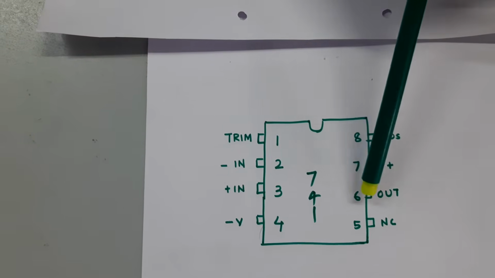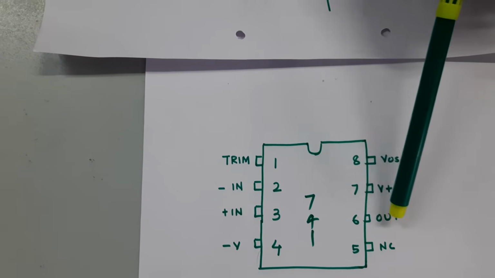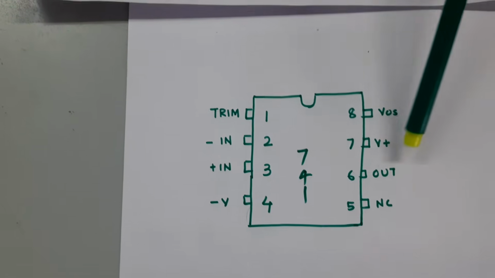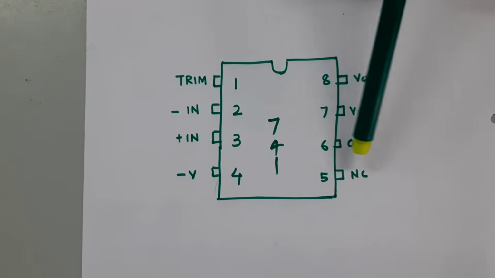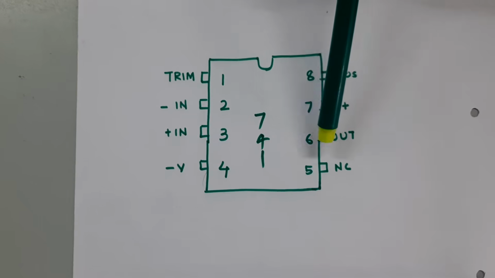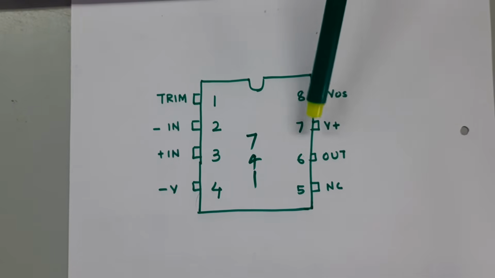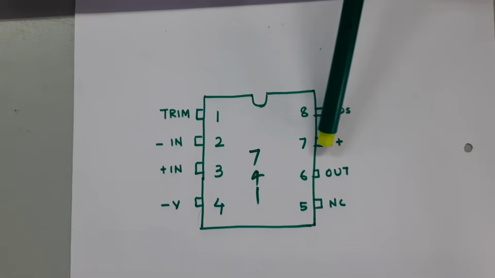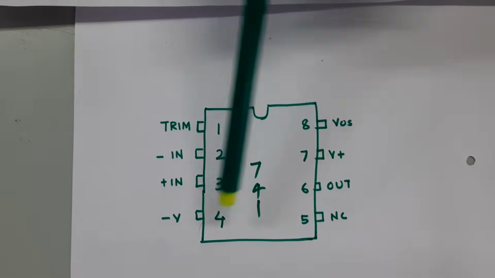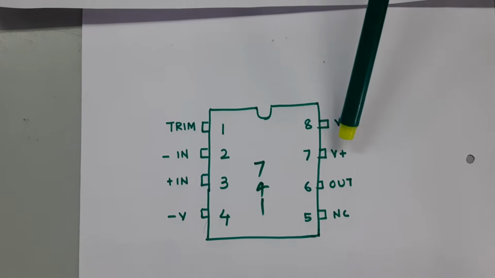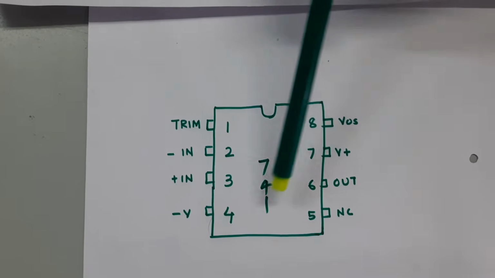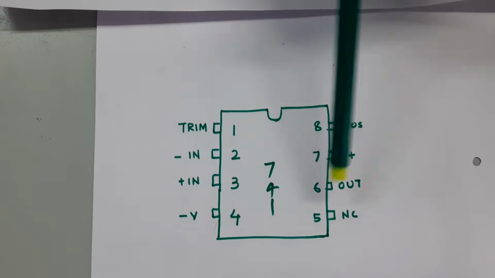Then you come to pin number 6, that is the output pin. So whatever output we want to observe, we have to connect to this output terminal. Here we are observing the output in a CRO, so the CRO terminal needs to be connected to pin number 6. And this is your 7th pin, that is plus VCC. So plus VCC and minus VCC will be of the same voltage but opposite polarity, that is here minus and here plus.